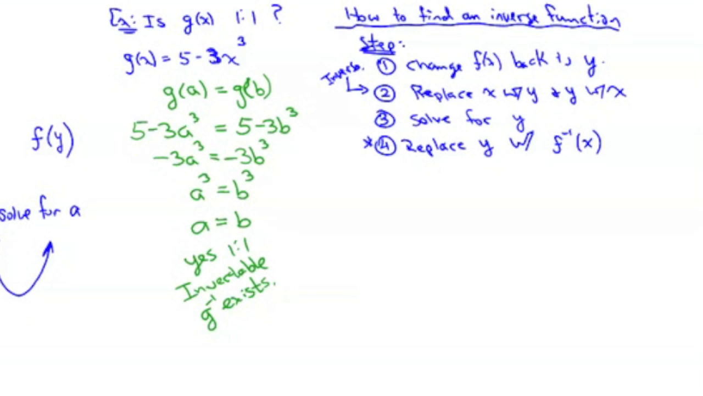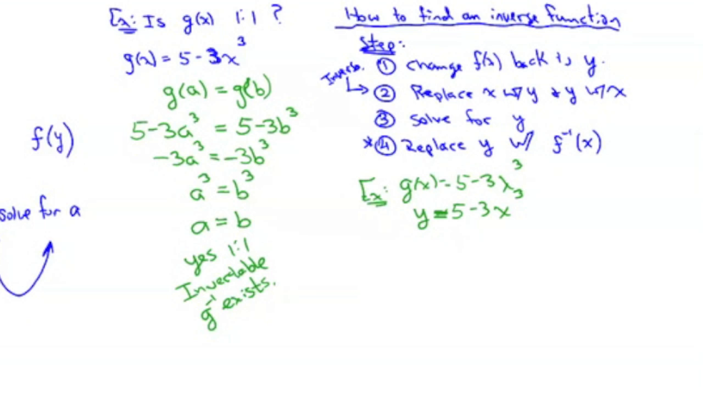Generally. So, for example, we know that g of x equals 5 minus 3x cubed is invertible. It's a one-to-one function. So I should be able to find its inverse. So let's go through the process. So here's g of x equals this mess. And step number 1 says change the function notation back into y. So g of x becomes y. So you get y equals 5 minus 3x cubed.